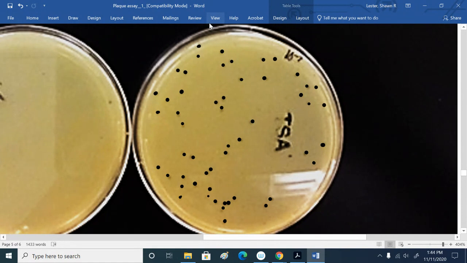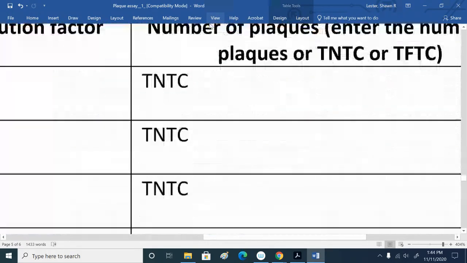Yeah, some of these it's hard to tell if they're actually plaques or not. So let's just stop there. So how many did I get? 53.